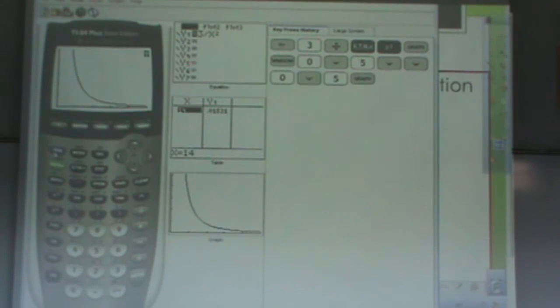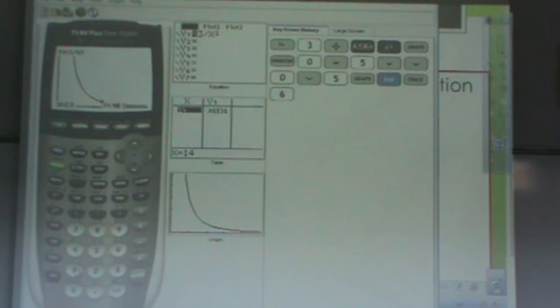I can hit second, trace, and it brings up the calculate menu, and if you look at option number 6, it says dy/dx, the derivative of y with respect to x. If you hit number 6, it will give you a pop-up little cursor down here, and it will let you choose your x value. And if you remember, our x value was 1.